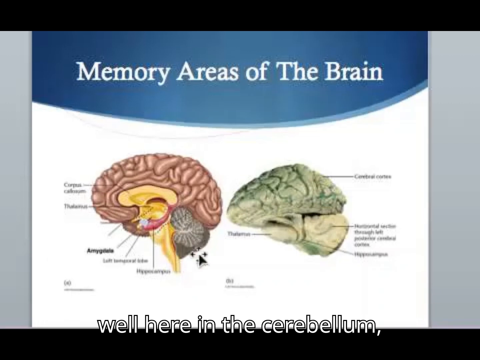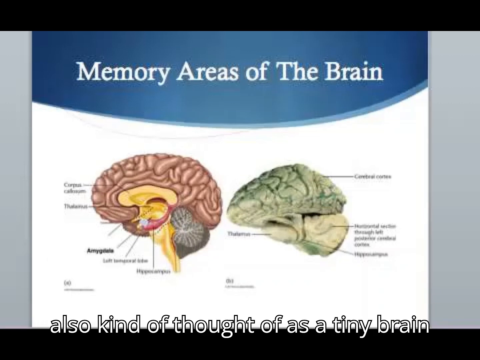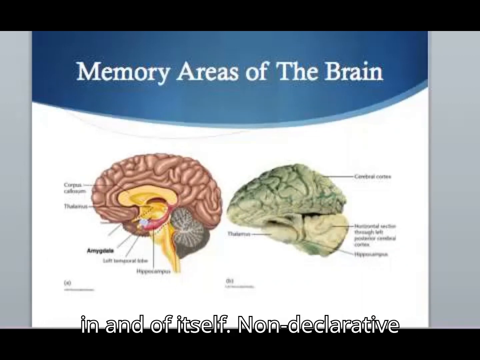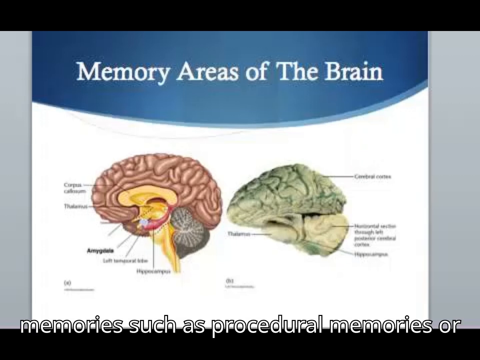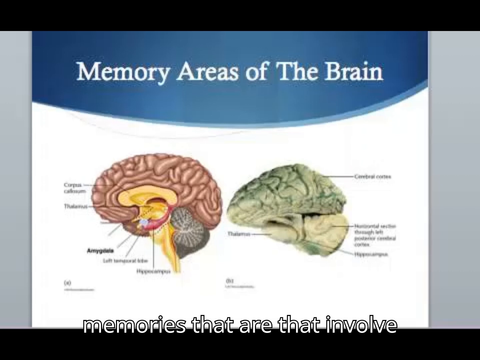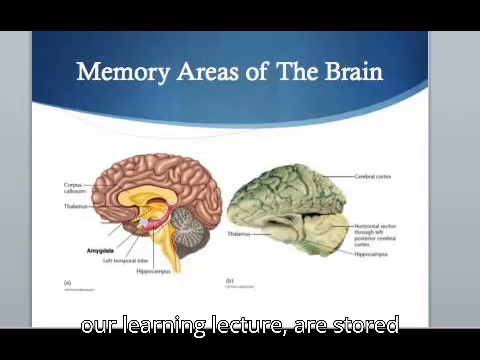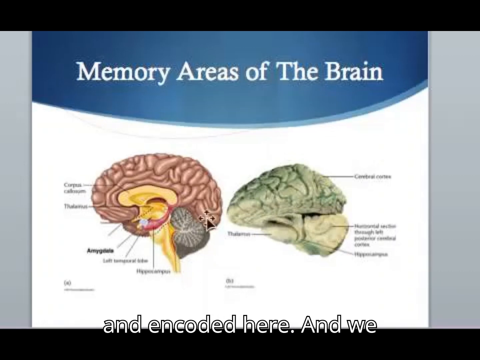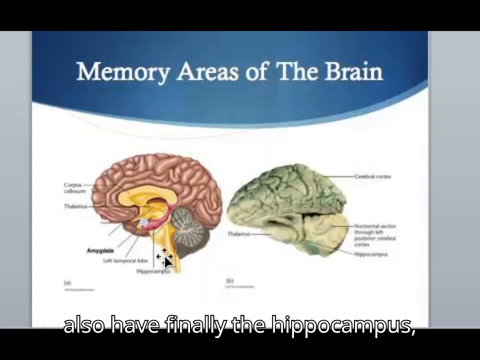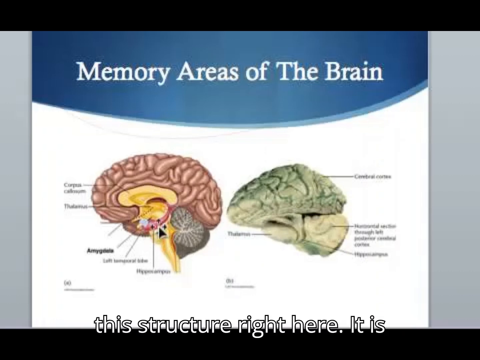Here in the cerebellum, also kind of thought of as a tiny brain in and of itself, non-declarative memories such as procedural memories or memories that involve conditioning, which we talked about in our learning lecture, are stored and encoded here. And we also have, finally, the hippocampus, this structure right here.